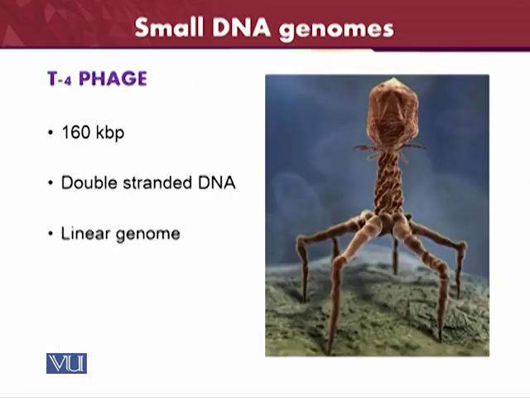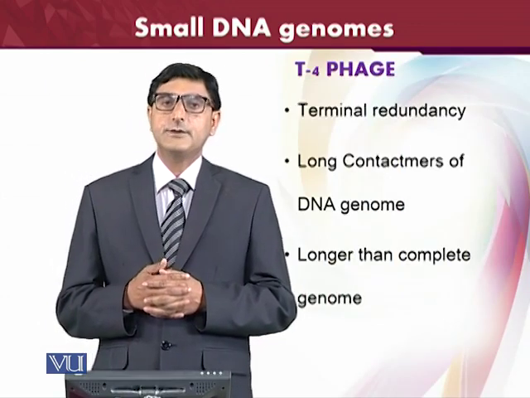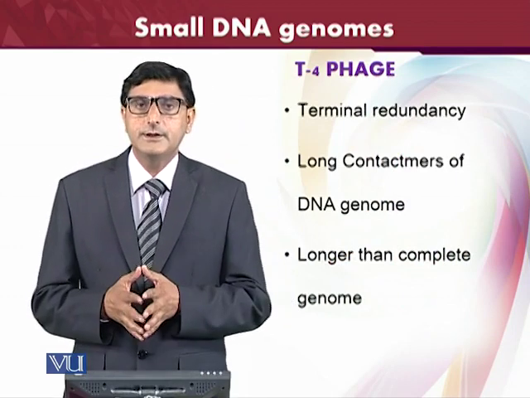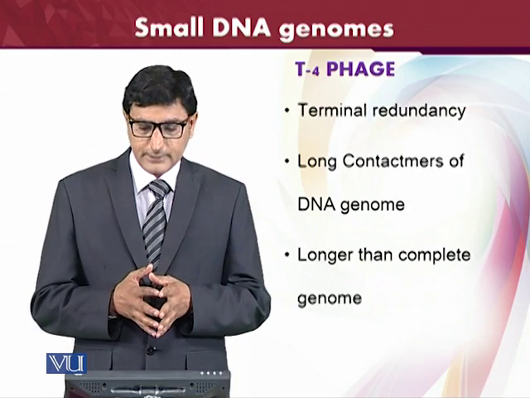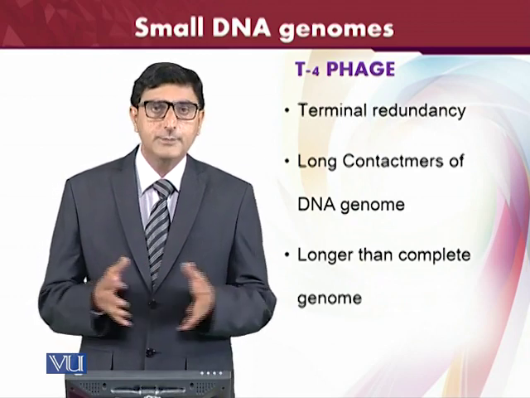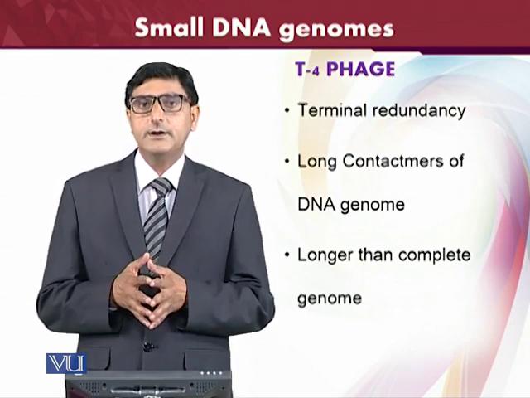T4 phage is about 160 kilobase pairs. The diagram shows the structure of the T4 phage. It is double-stranded DNA with a linear genome. Then in the T4 phage, the terminal redundancy is also very important, and it is similar to the cos site of the lambda phage virus, with long concatemers of the DNA genome as in the lambda virus.